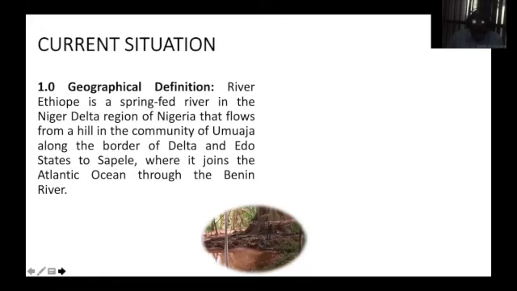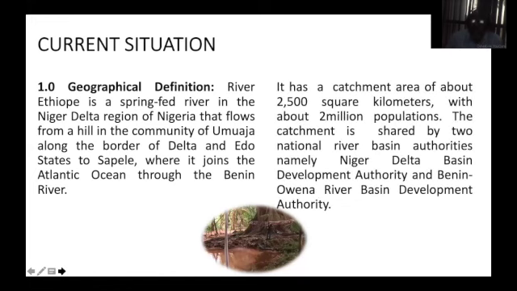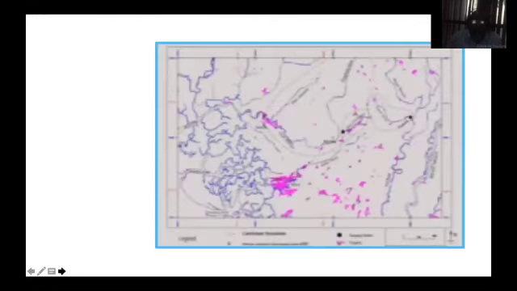River Ethiop is a spring-fed river in the Niger Delta region of Nigeria that flows from a hill in the community of Umuaja along the border of Delta State and Edo State to Sapele, where it finally joins the Atlantic Ocean through the Benin rivers. It has a catchment area of 2,500 square kilometers and an estimated population of about 2 million. And it is shared by 2 national river basin development authorities, that is Benin Owena and Niger Delta River Basin Development Authorities. Next slide, please.